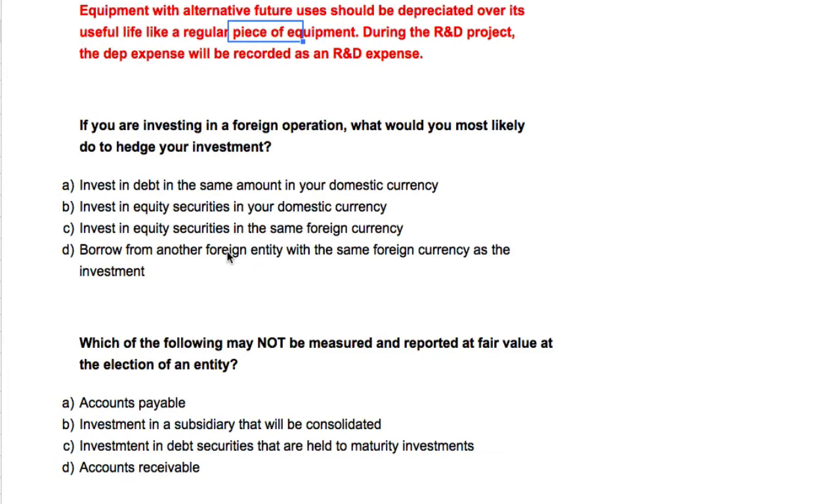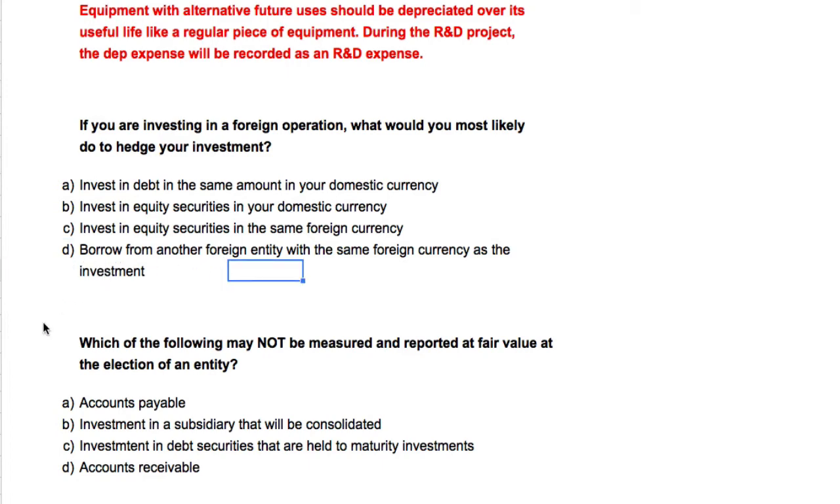Okay, let's go to the next one. If you are investing in a foreign operation, what would you most likely do to hedge your investment? Would you invest in debt in the same amount in your domestic currency? Would you invest in equity securities in your domestic currency? Would you invest in equity securities in the same foreign currency as the investment you're trying to hedge? Or would you borrow from another foreign entity with the same foreign currency as the investment?